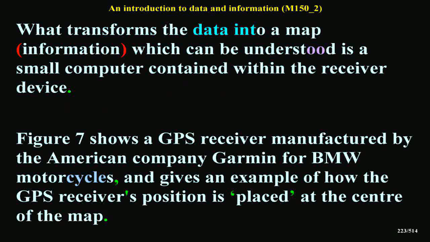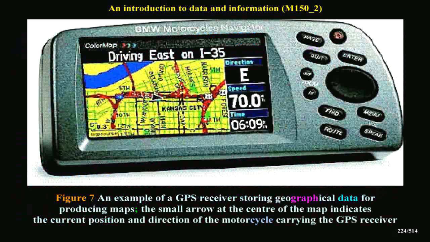Figure 7 shows a GPS receiver manufactured by the American company Garmin for BMW motorcycles, and gives an example of how the GPS receiver's position is placed at the center of the map. Figure 7, an example of a GPS receiver storing geographical data for producing maps. The small arrow at the center of the map indicates the current position and direction of the motorcycle carrying the GPS receiver.